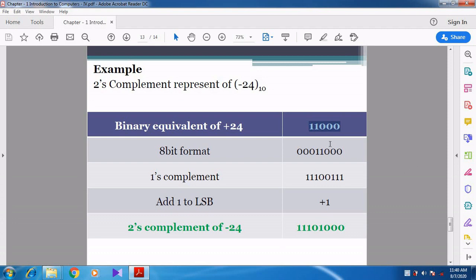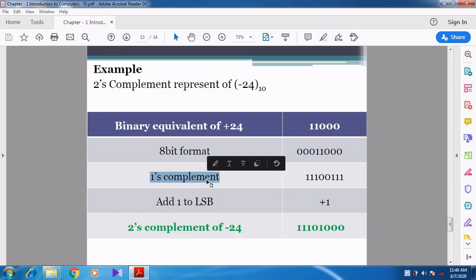So first step, you want to change it to 8-bit format. So the 5 digits should be converted to 8 digits. How? Add 0 at the leftmost bits. So 000 11000. So first of all we find out the ones complement.